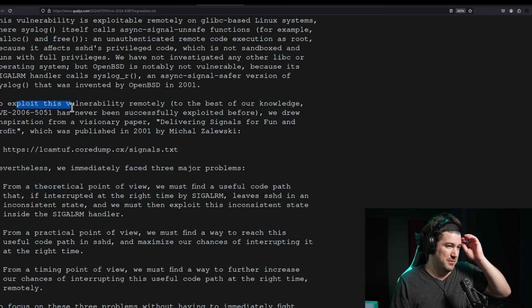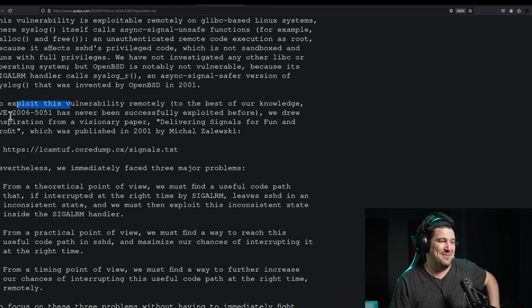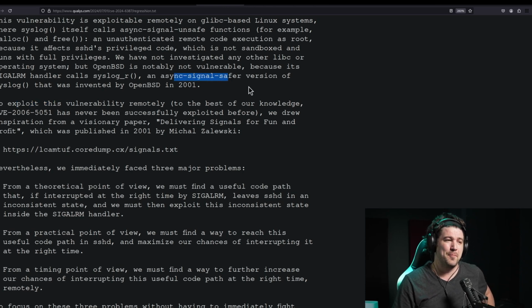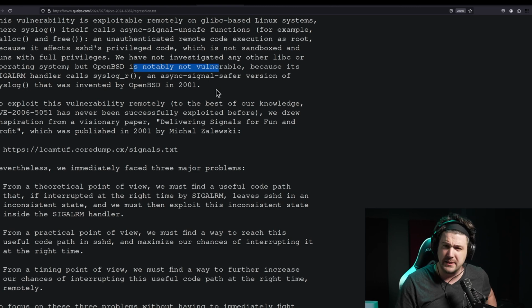To exploit this vulnerability remotely, to the best of our knowledge... not quite safe, but safer than the last time, which wasn't so safe. I have no idea what they mean by async signal safer, but they do say it's not vulnerable because of it. Now, I have no idea what implications this has for Mac and Windows, because I have absolutely no idea. I have no assumption.